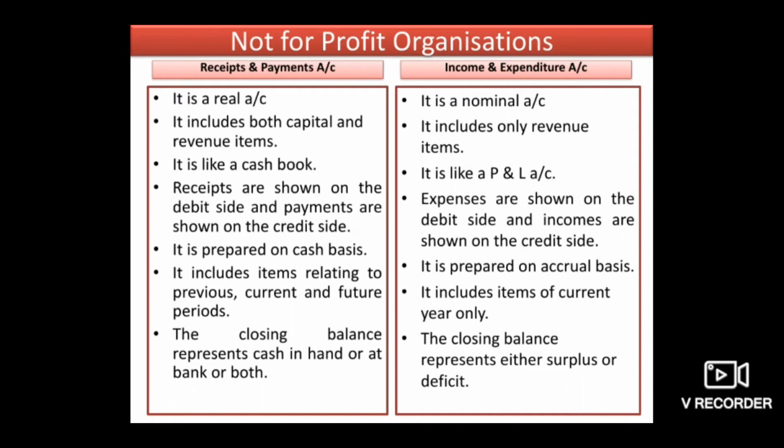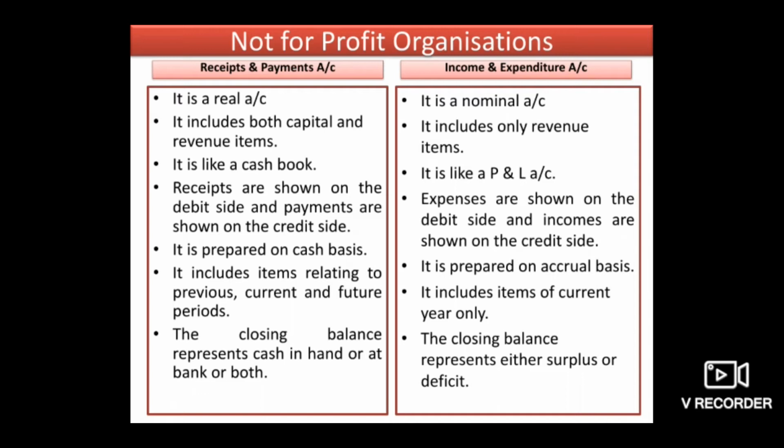If an item happened in the previous period, or it happens in the next period or the next year, that should also be adjusted in the current period. That situation is known as the accrual basis of recording transactions. Then receipts and payments account includes items relating to previous, current and future periods. But income and expenditure account includes items of the current year only.